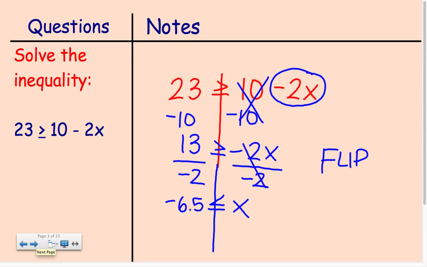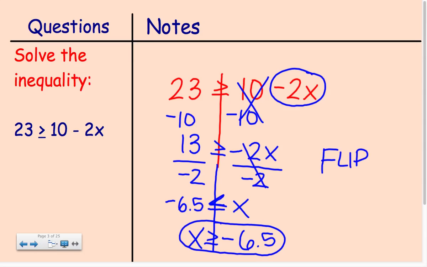Now my variable's on the right and I want it on the left, so I'm going to rewrite it. My Pac-Man mouth is eating the x, so I want my Pac-Man mouth to eat the x. x is greater than or equal to negative 6.5 is my answer. There's a lot of steps that you've got to remember, so it's important to go very slowly and carefully. You have to flip the inequality if you multiply or divide by a negative, and you have to make sure you rewrite it at the end, in addition to all the couple and third wheel steps.